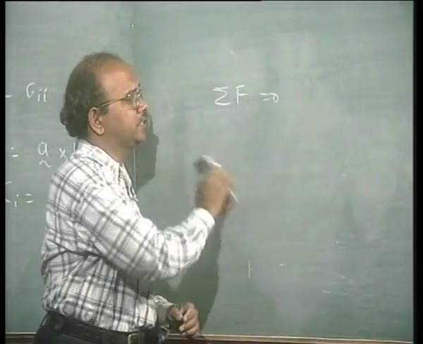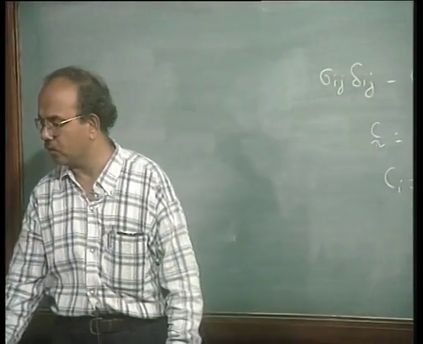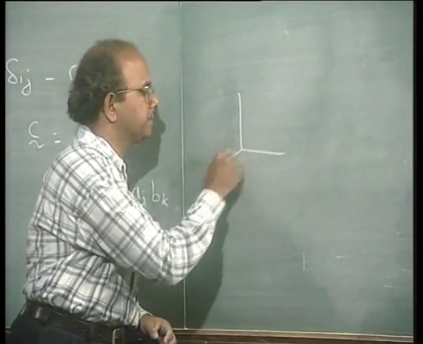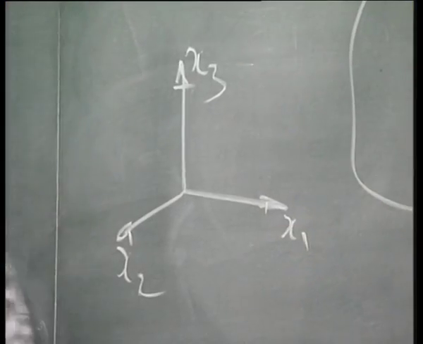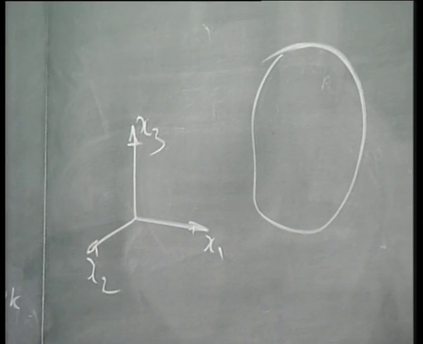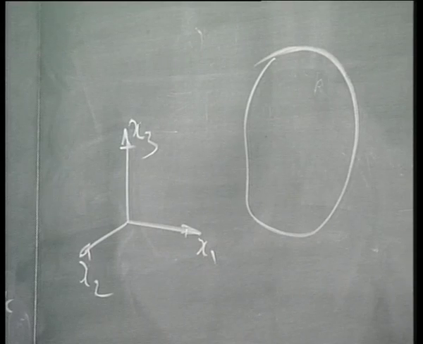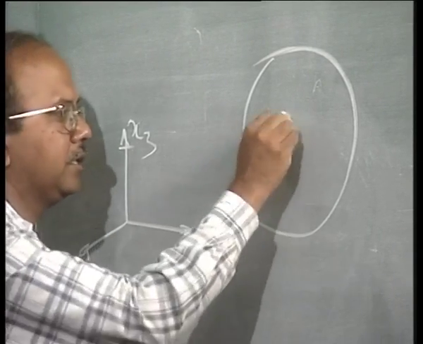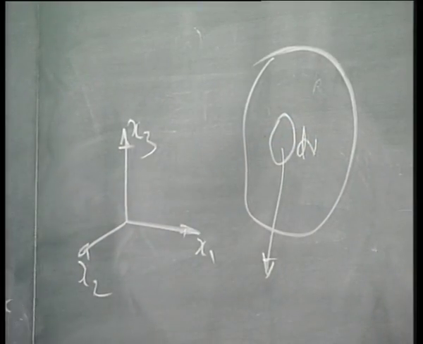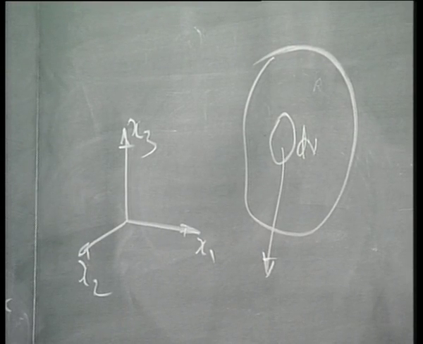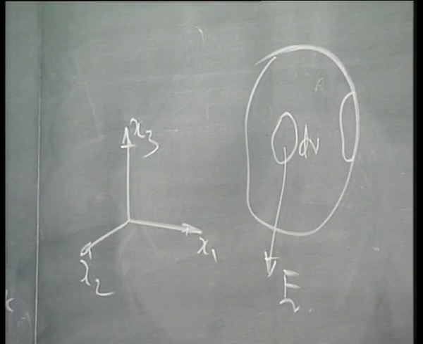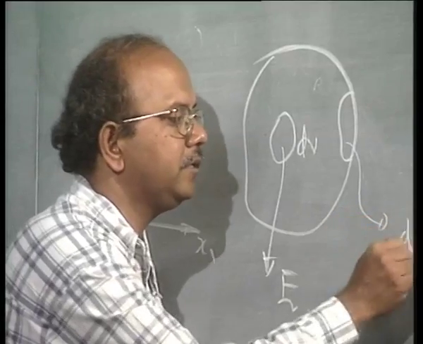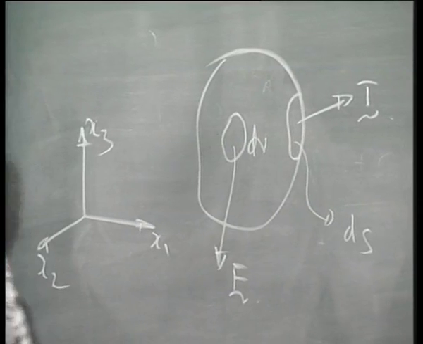So, let us first consider what happens to a body when sigma F is equal to 0. Let us put the body. That is the body of interest to us, and it has two types of forces acting. What are the two types of forces? Body forces. Let us say there is a volume dV, and a body force acting on it, which I call F. Please note it is a vector. And there is also a surface force that may act on the surface dS, and we can call that surface force T.